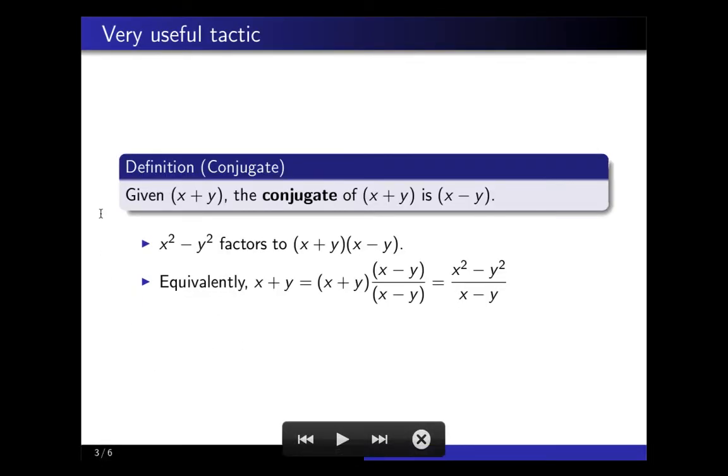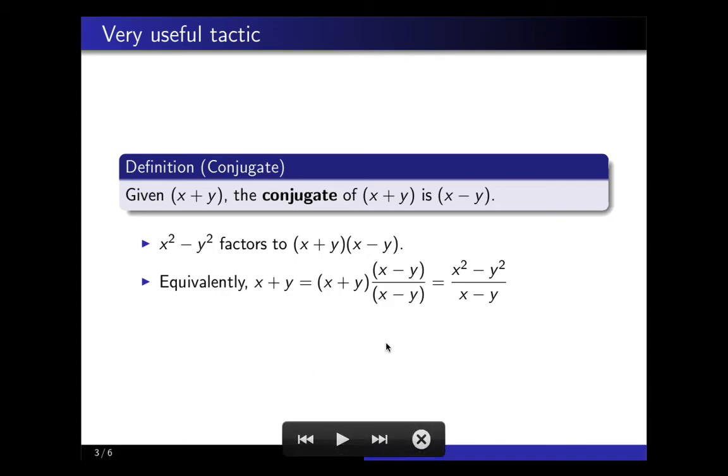Okay, there's this term called the conjugate, which we're going to make fairly extensive use of when we're working with limits. So if you have the quantity x plus y, the conjugate of x plus y is x minus y. And the reason why this is useful is that if you have the expression x squared minus y squared, that factors into a sum and a difference. So x plus y times x minus y. The mnemonic to remember it is that a difference of squares factors into a sum and a difference.